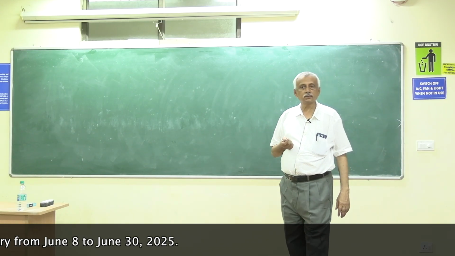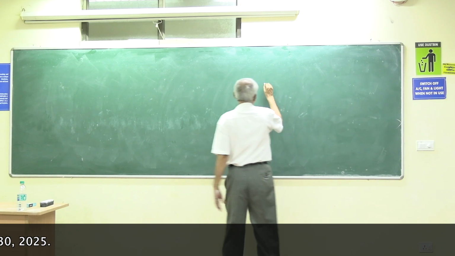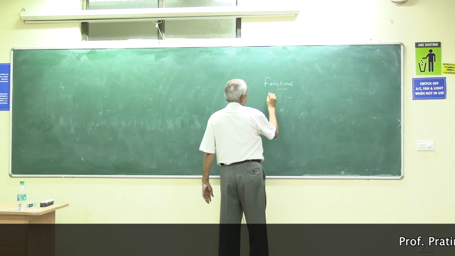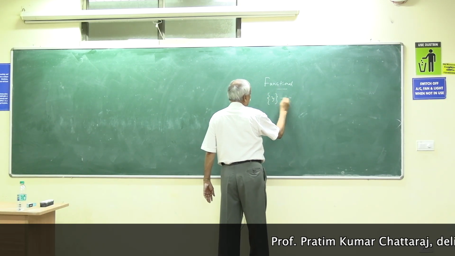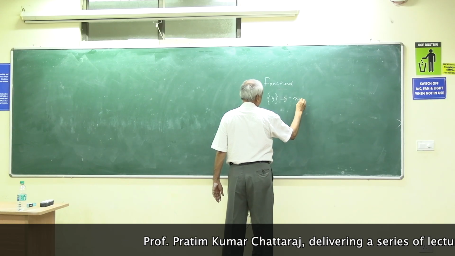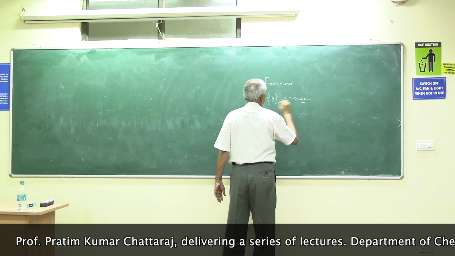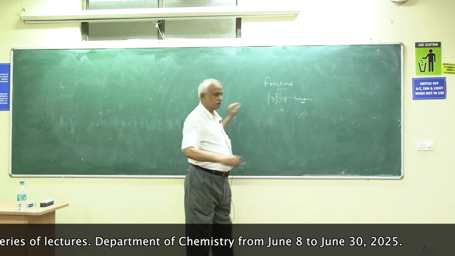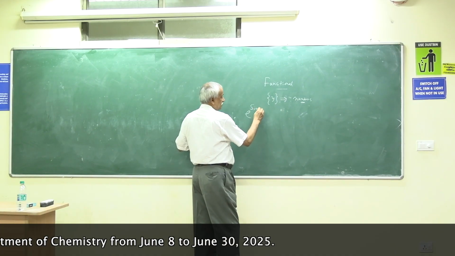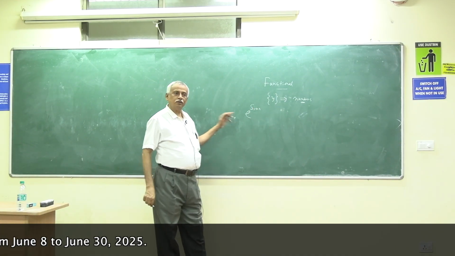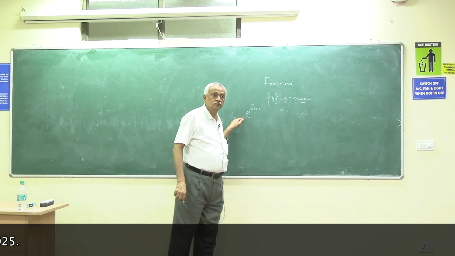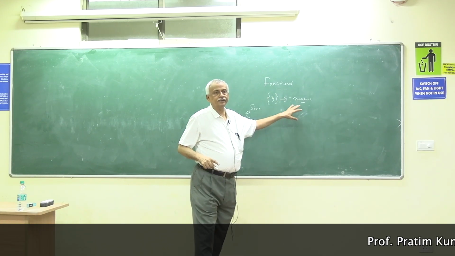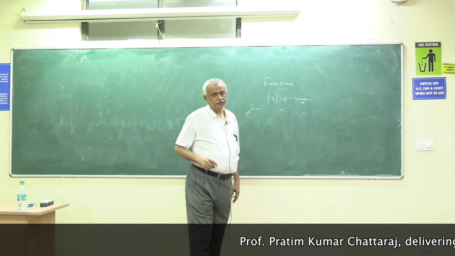A functional means it's a correspondence between a set of functions and a set of numbers. That means if you say a function of a function, let's say e to the power sin x, this is a function of a function, but still it is a function. It is not a functional, because it's a function, it's not a number. A functional means it's a correspondence between a function and a number. Okay.